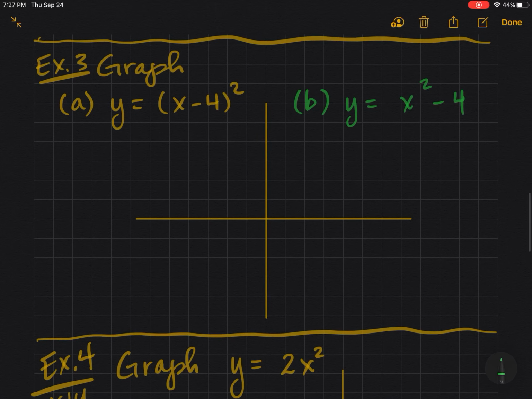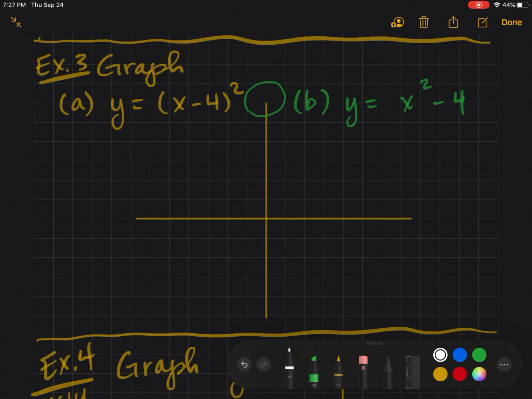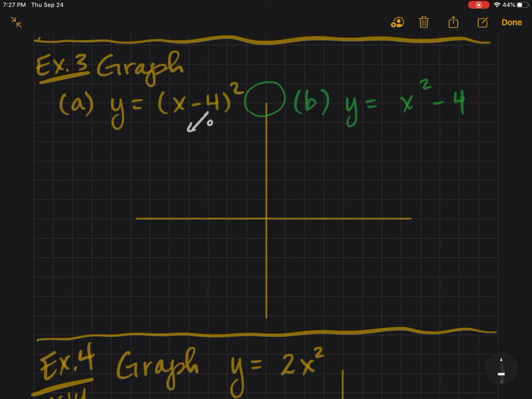Now, let's do a couple more. Here, there's no number written out here. So we have to be careful to put a 0. So for my vertex, I'm going to go opposite, always opposite of the x. And then since there's nothing there, I'm going to put a 0. So 4, 0 is my vertex. And I'm going to open upward because it's positive.